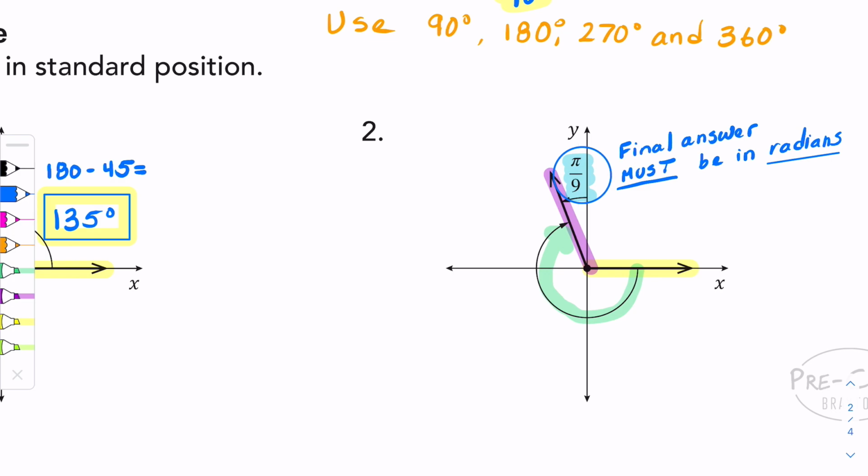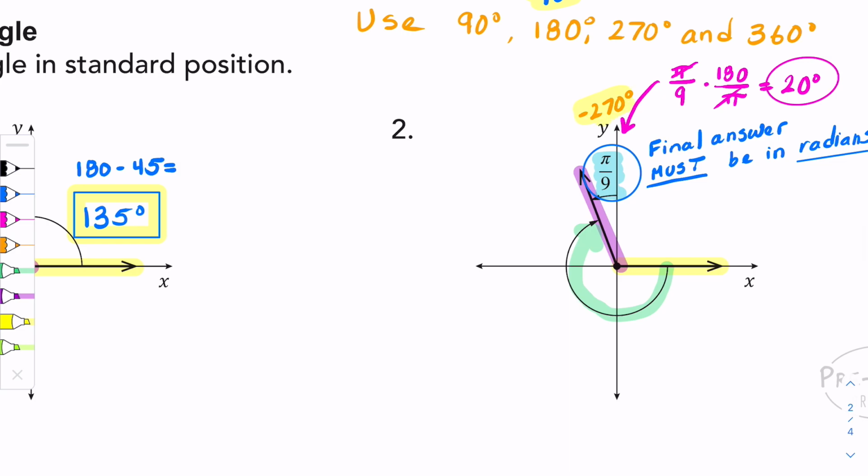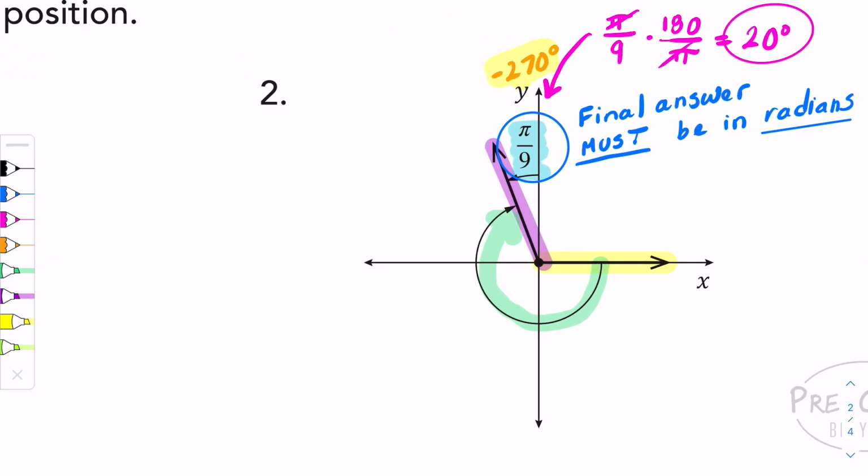So I know that this angle right here is pi over 9. If I multiply pi over 9 by 180 over pi, I can eliminate my values of pi, and 180 divided by 9 is 20 degrees. All right, so that's telling me that this angle is 20 degrees. I also know that this is negative 270 right here. So my terminal side is 20 degrees short of 270.